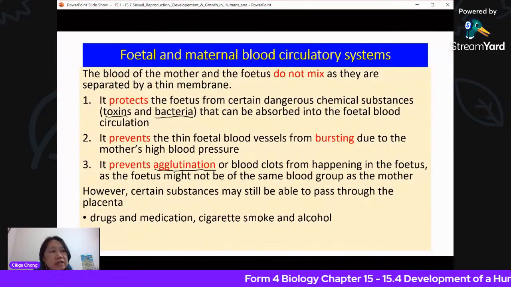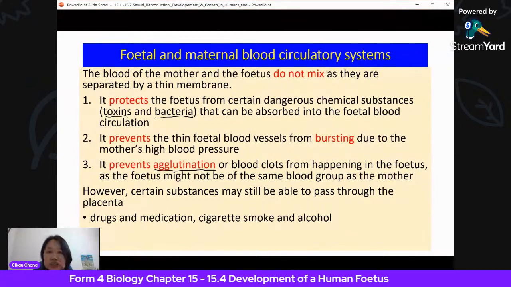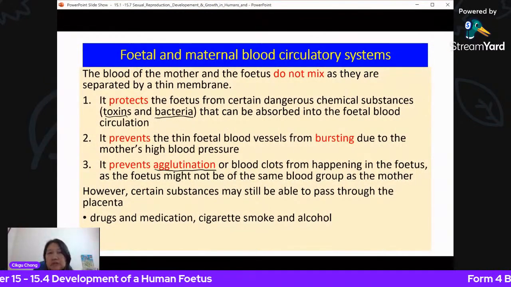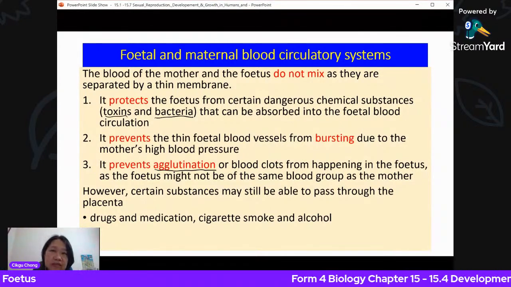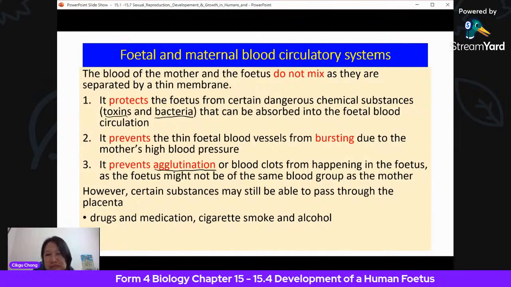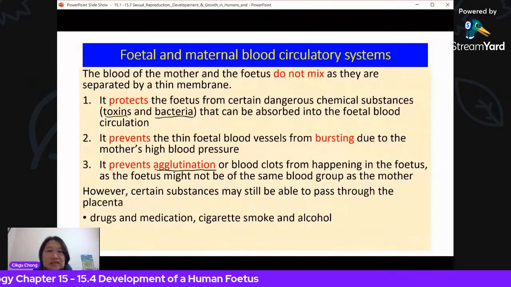So if the mother knows enough about these things, she should always alert the doctor that I am pregnant. All right, so the doctor will know how to give the medication so that the medication is only for the mother. It will not cross the placenta and be delivered to the baby. Okay, so that is knowledge for you.